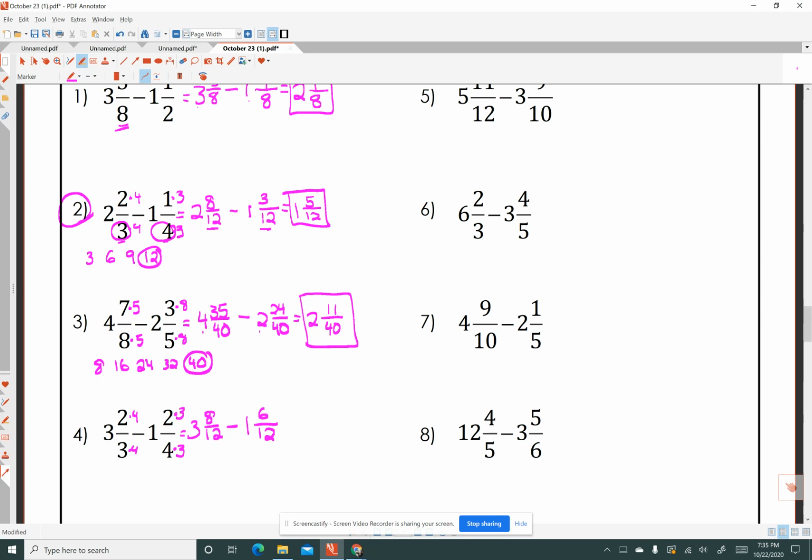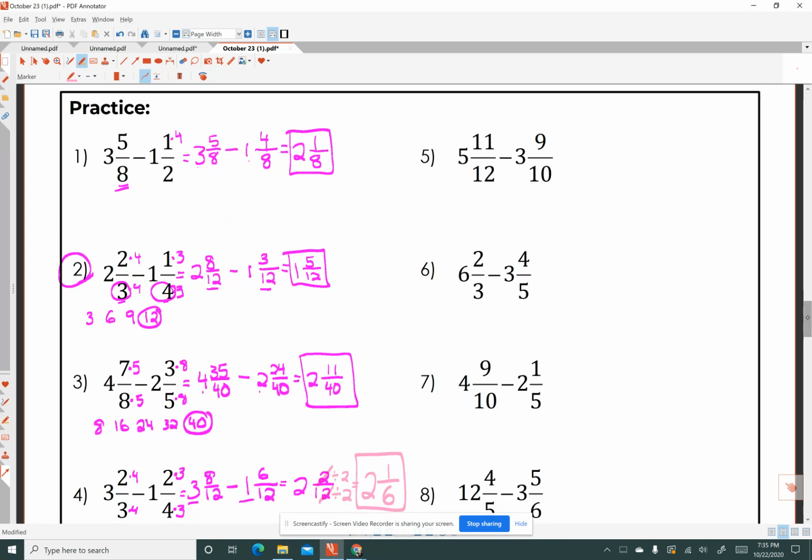And is 6 smaller than 8? It is. We can go ahead and subtract. 3 take away 1 is 2. We're working in twelfths. 8 take away 6 is 2. Now, we can simplify this a little bit more. So we can divide 2 by 2, and we can divide 12 by 2. And when we do that, we will have 2 and 1/6. And that is our final simplified answer.